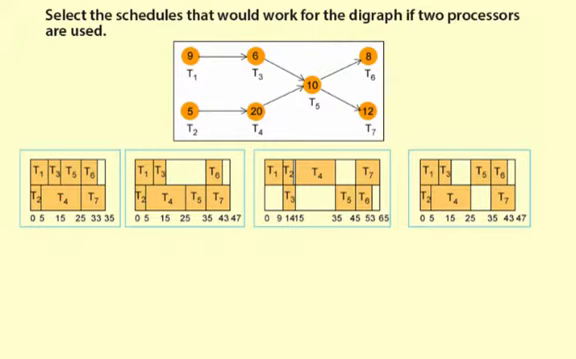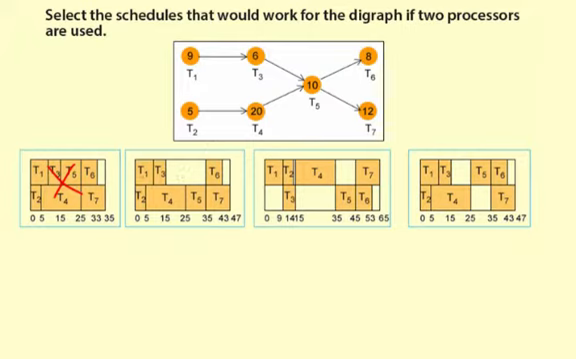Okay, so let's take a look at these schedules and see which of them actually follow the rules. So here we have task 1 and task 2 starting first, that's fine. And then task 3 starts after task 1 finishes. And then task 4 starts after task 2 finishes. Those are both fine. But look at this, task 5 starts after task 3 finishes, but task 4 is still going on. So task 5 is supposed to start after task 3 and 4 are finished, so this one doesn't work.